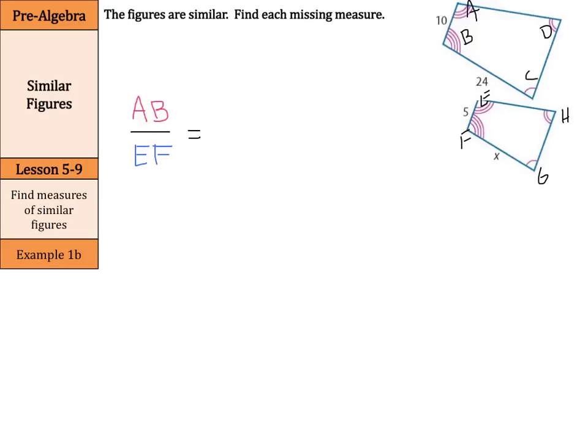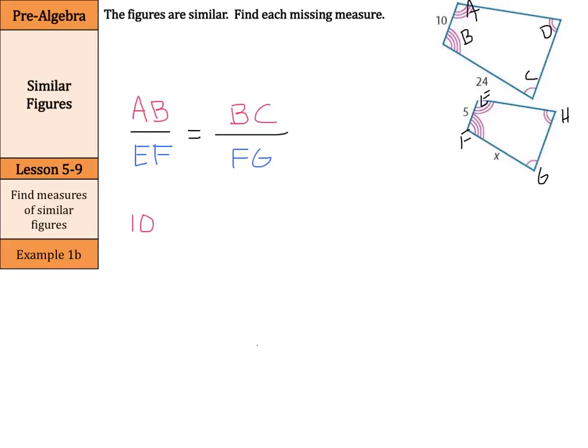And that's going to be equal to, well, we're looking for eventually FG. So we'll write FG on the bottom here, because again, we do want our shapes to match on either top or bottom. And then the one that matches FG in the other shape is BC. And now we can make our substitutions in order to solve our proportion.